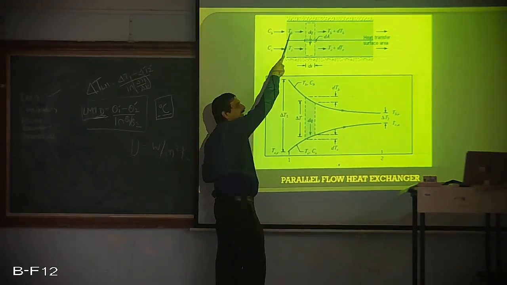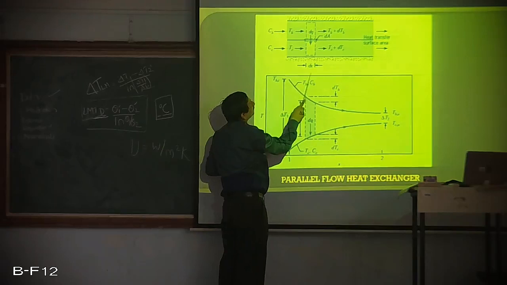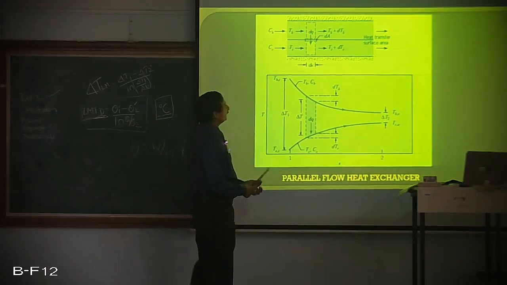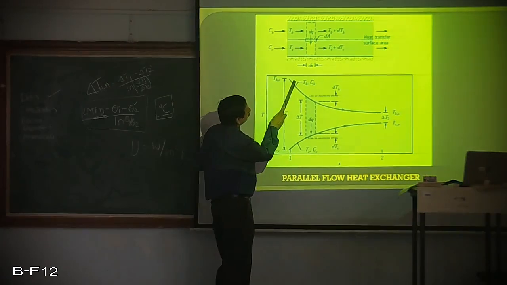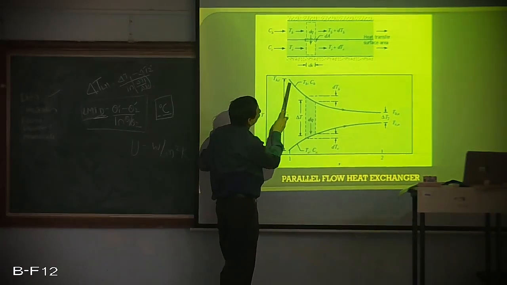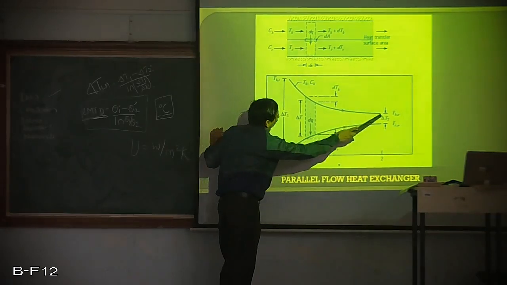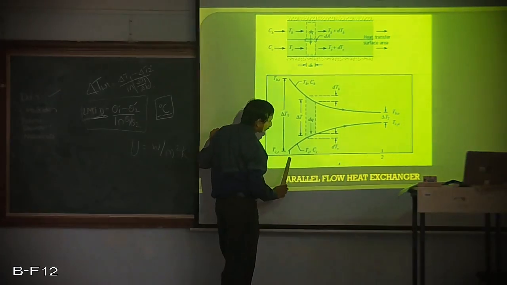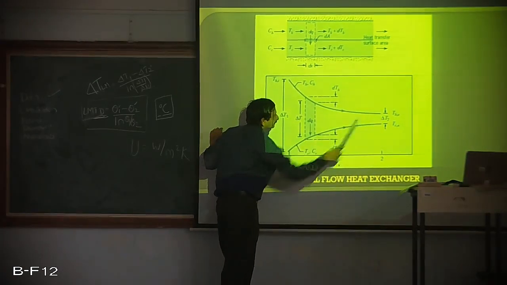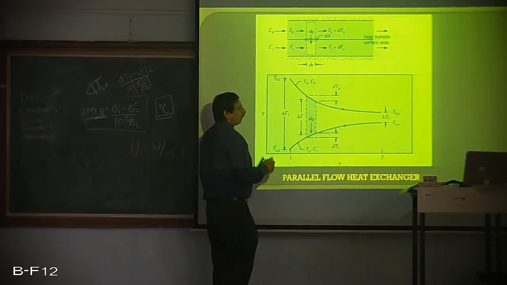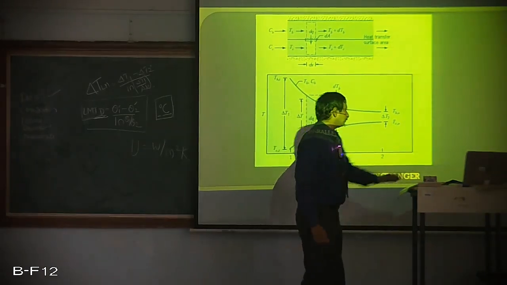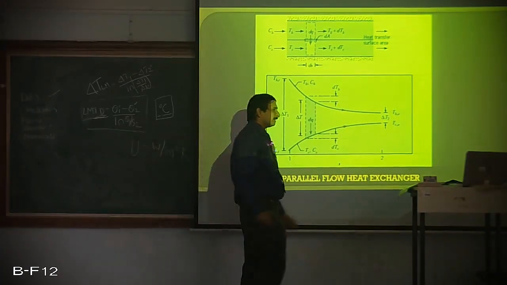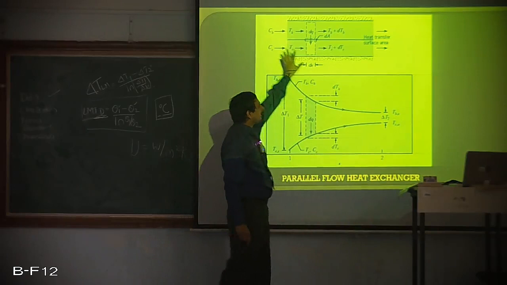This is the temperature at any point, and this is the section which we call dx. Now, if I draw the temperature profile, it will look like this. This is the hot fluid, which is being cooled here. This is the inlet temperature and this is the outlet temperature, whereas for the cold fluid, this is the inlet temperature and this is the outlet temperature. Now, what are we going to do? We are going to derive. Derive means we take a random section, let me say dx, which is a differential element.